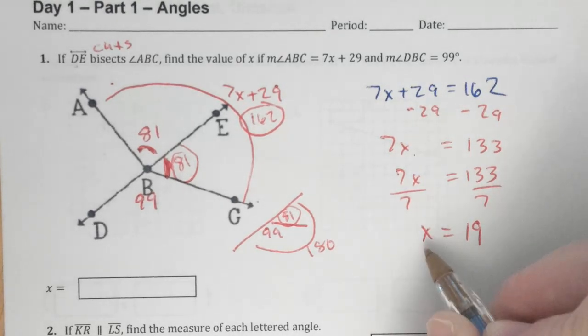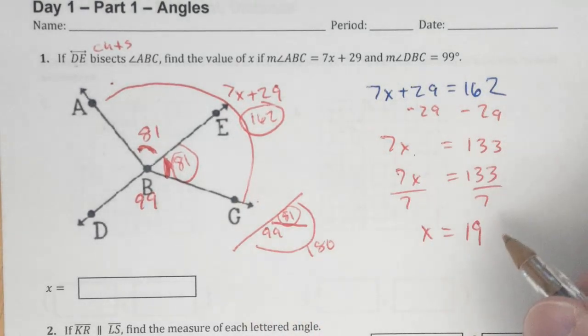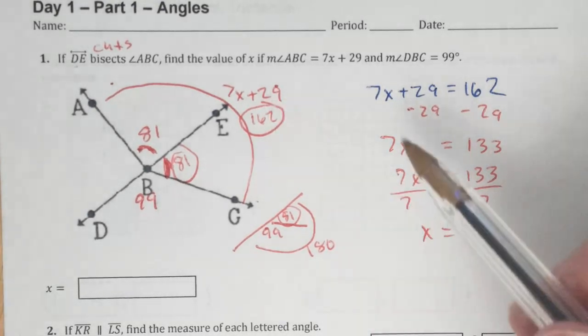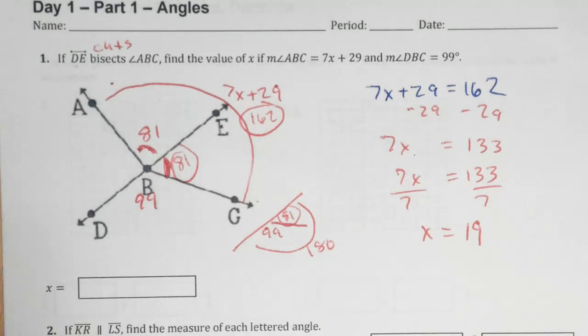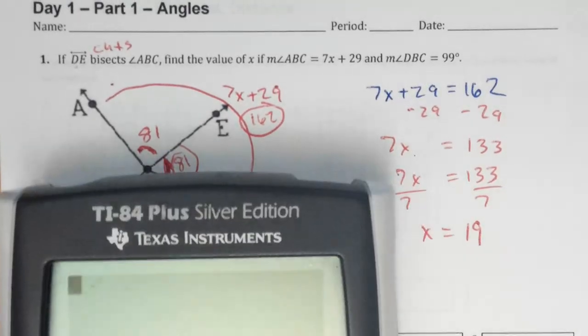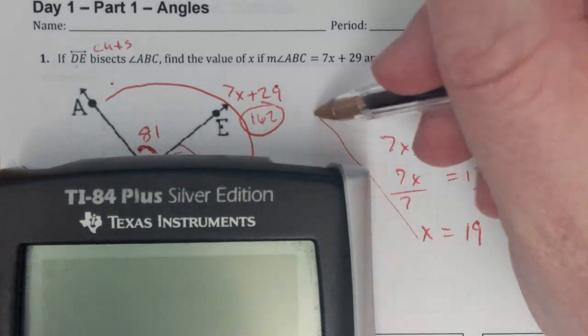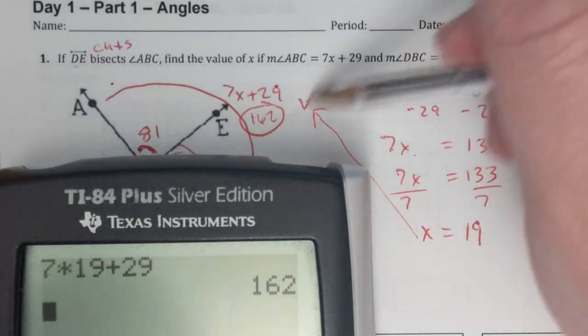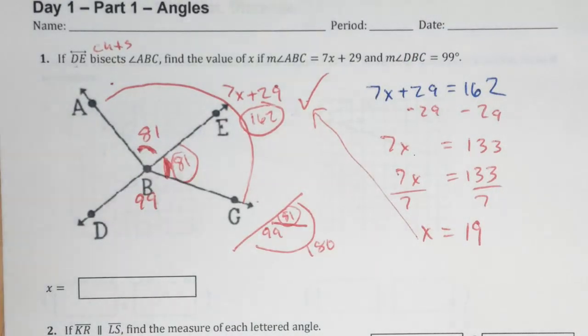Once we get x, you always want to plug it back in for two reasons. One, to check yourself, but also to answer any other extra questions they might ask. So we put this back in the calculator: 7 times 19 plus that 29. Do we get 162? Yes, we do. That checks out. We should be able to answer any question they want now. And hey, they only wanted x, so the answer was 19. All right, let's go to the next question.